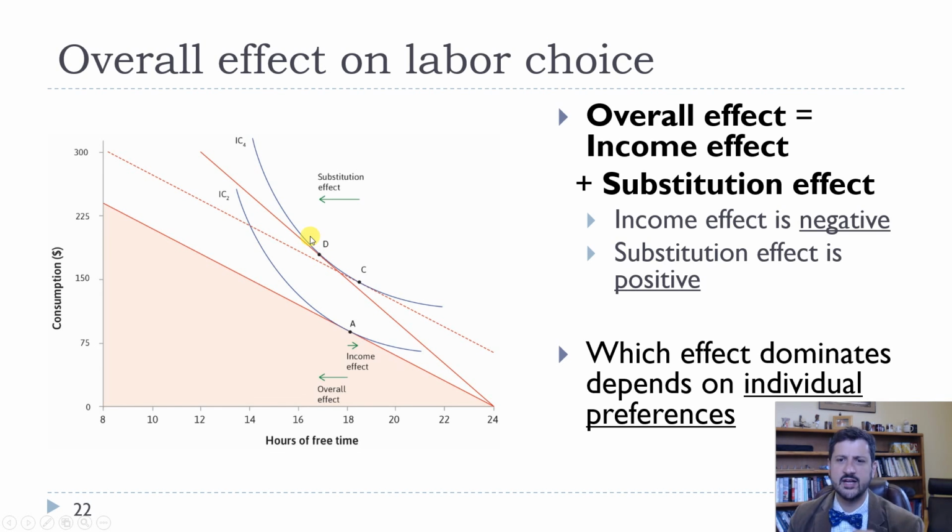Which effect dominates depends on individual preferences. If I feel like, oh, I'd rather have more free time, then the income effect is going to dominate. Or if I feel, oh, I'd rather have more income, then the substitution effect is going to dominate. We can draw those indifference curves depending on their slope, the marginal rate of substitution. We can draw them either way to have either the income effect dominate or the substitution effect dominate. In this case, it's the substitution effect that is dominating.